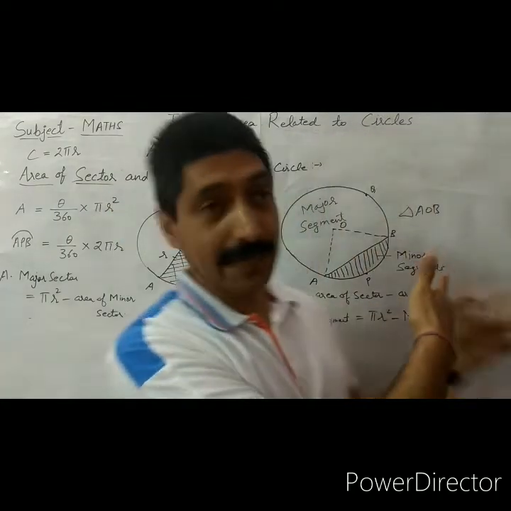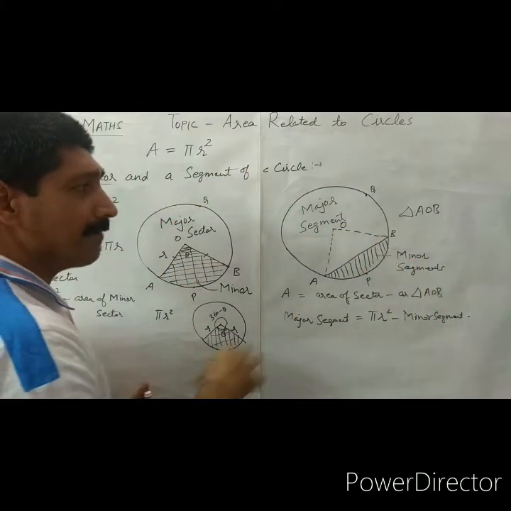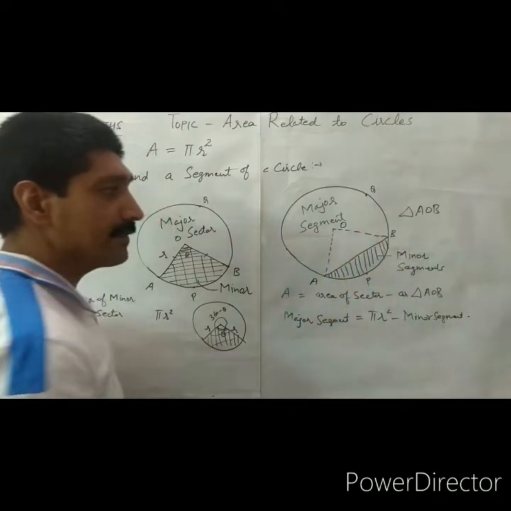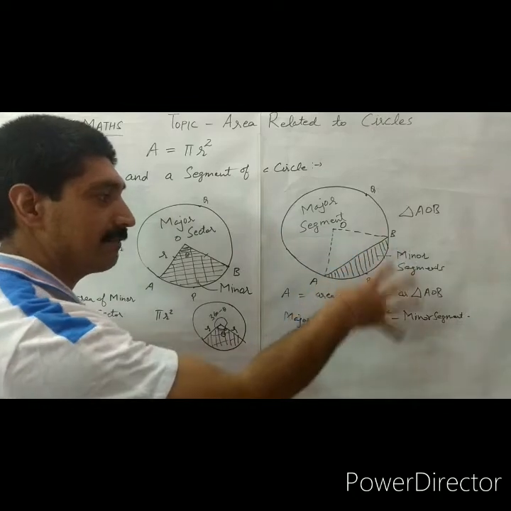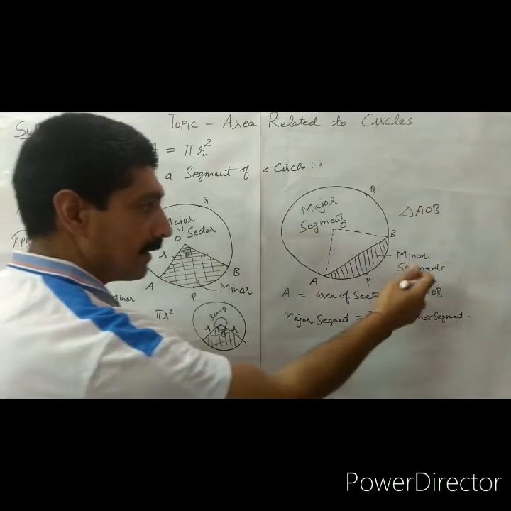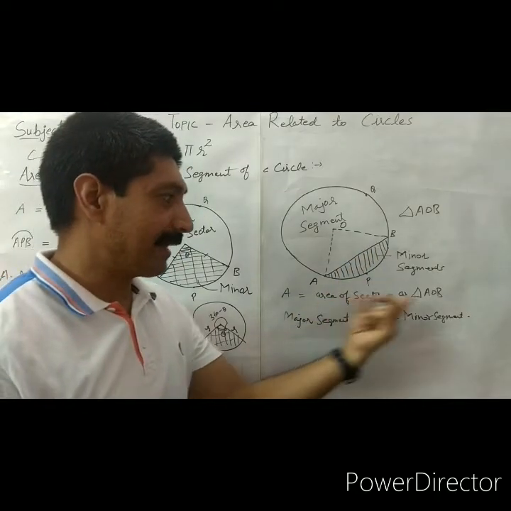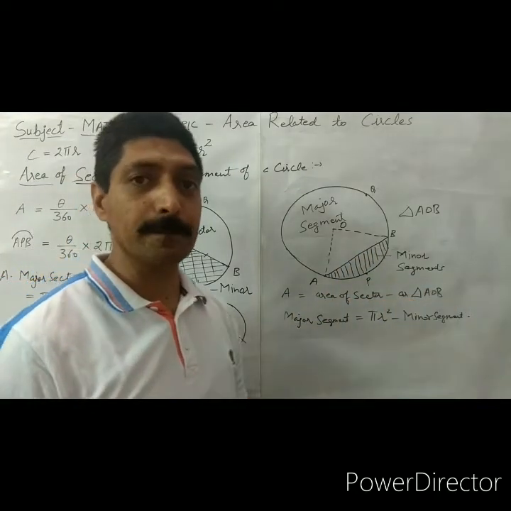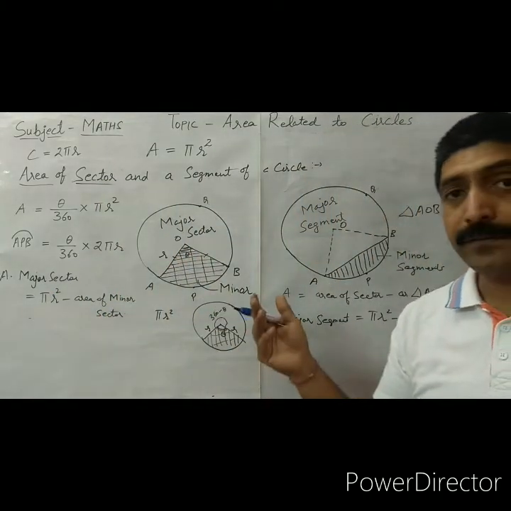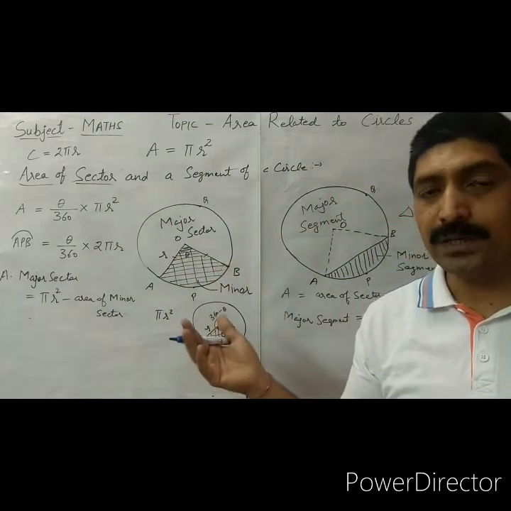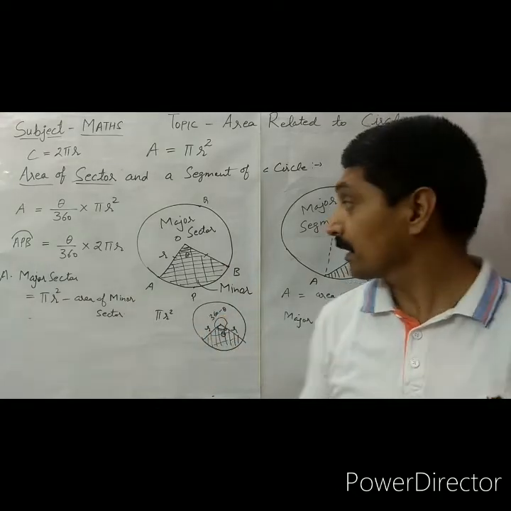Now for the segment, if we have to find the area of the segment, we have to find the area of the sector first. So the area of the minor segment is equal to the area of the sector minus the area of triangle AOB. So we will move ahead with example number 2 and exercise 12.2.